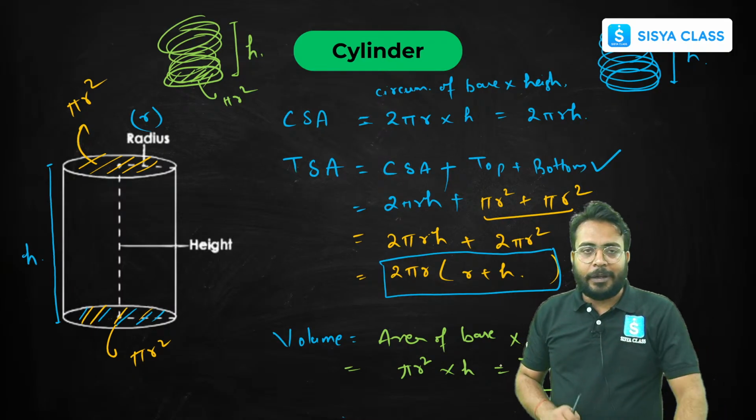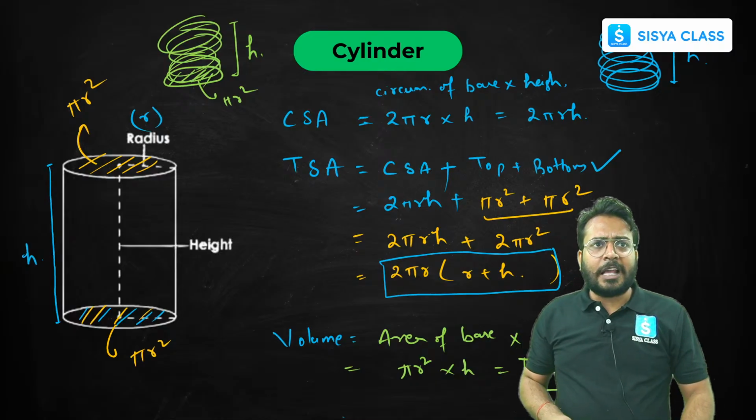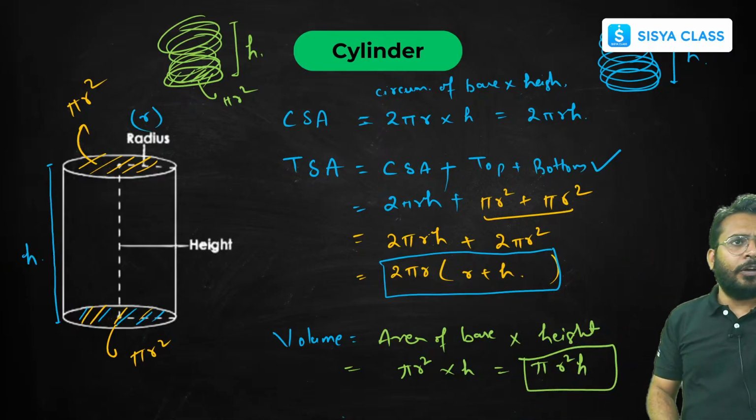So this is what is going to be the volume of your cylinder. Understood? Okay. Fine. So this is how you need to derive it in your exam. Okay, I hope it is visible. It was not visible. Okay, now it is visible.